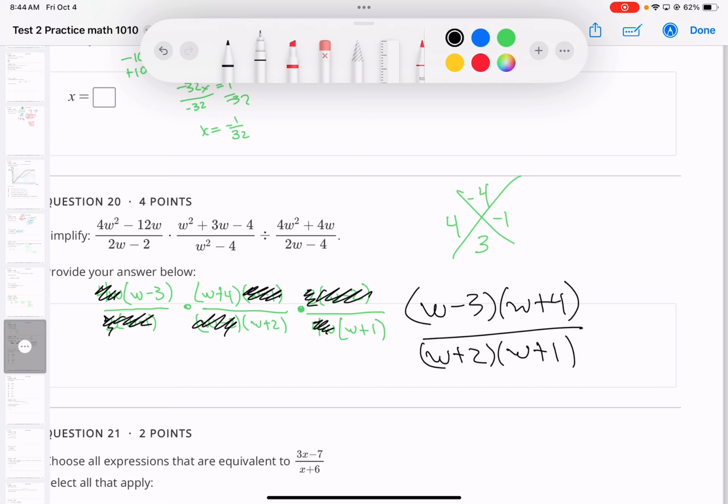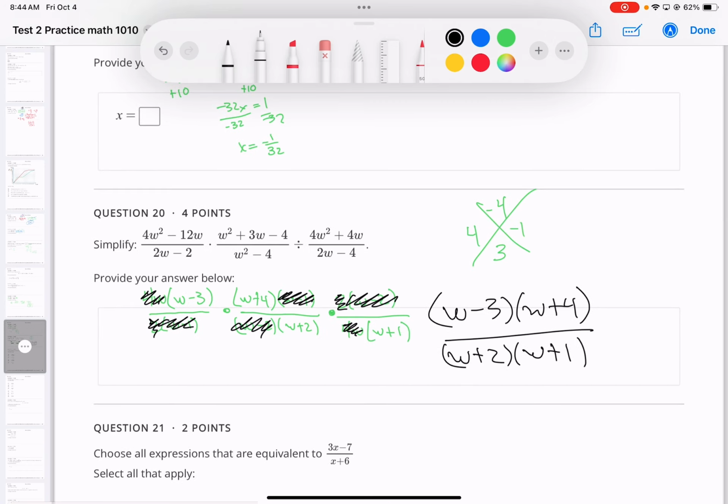Was it too scary? No. I love that type of question. We do have to factor as we go, right? But that's not bad at all. It looks really scary, but that's the type of question I love, because you get to cancel a bunch of crap out.